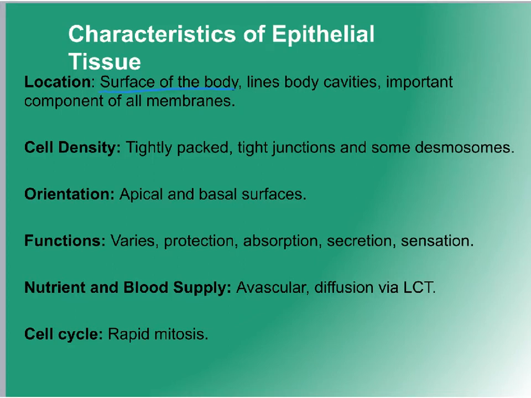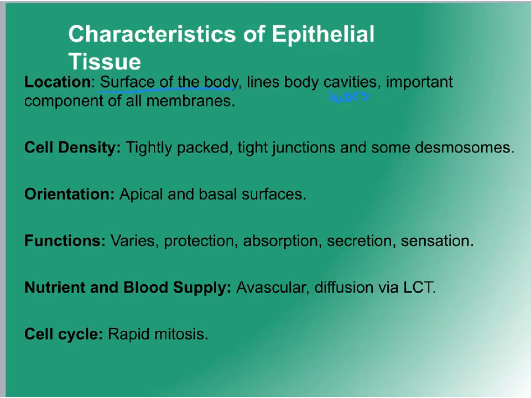Epithelial tissue also lines all body cavities and body tubes. So think of your body tube from mouth to anus. That's all your GI tract, or your gastrointestinal tract. All of that is lined with epithelial tissue. If you were to take the heart and the lungs out of the thoracic cavity, what you would find is it would be lined with epithelial tissue.